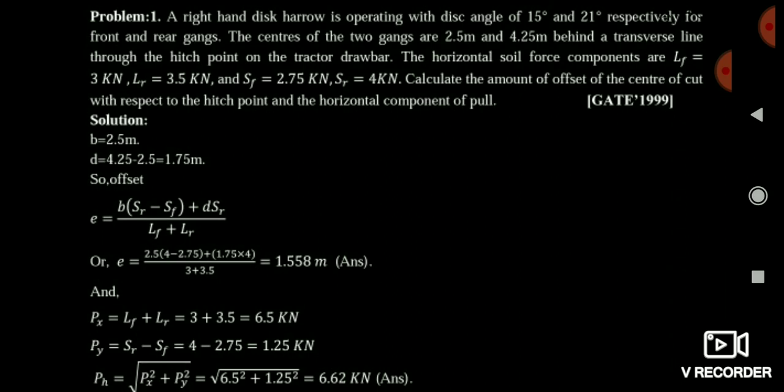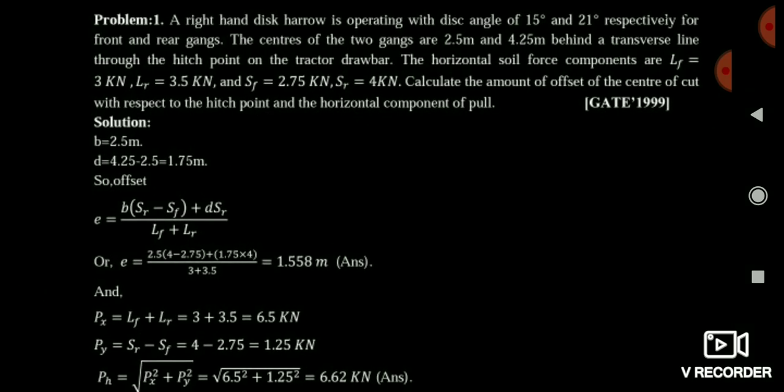And friends, here you see in the question it is given that the two gangs are 2.5 and 4.25 मीटर फ्रॉम द ईच पॉइंट. ईच पॉइंट से हमारे दोनों गैंग की इंडिविजुअल डिस्टेंस, फ्रंट गैंग की डिस्टेंस है 2.5 मीटर एंड रियर गैंग डिस्टेंस इज 4.25 मीटर फ्रॉम द ईच पॉइंट. So the distance between the front gang and rear gang center point is 4.25 minus 2.5, that is 1.75 meter.